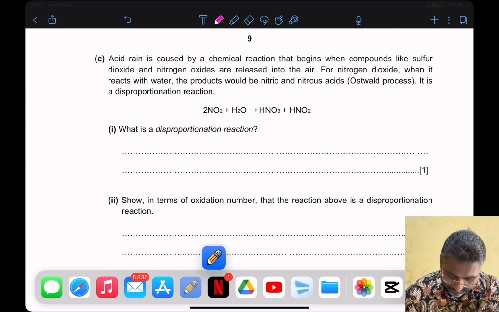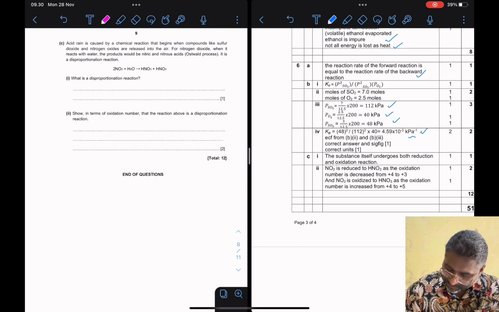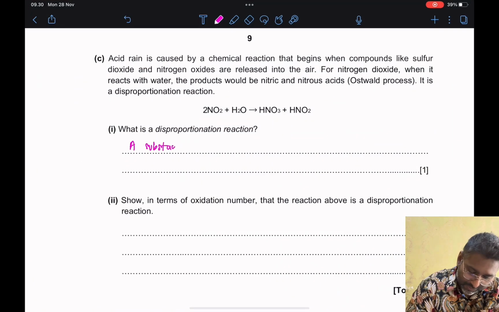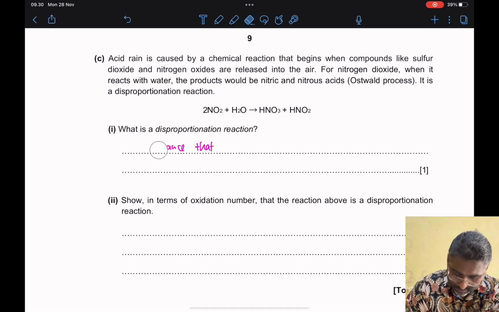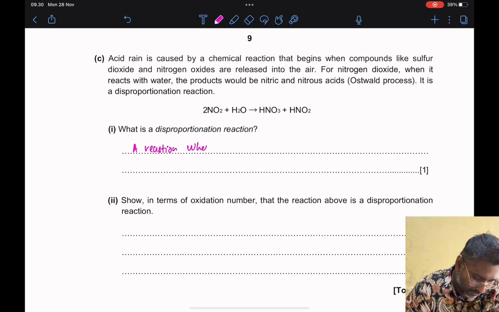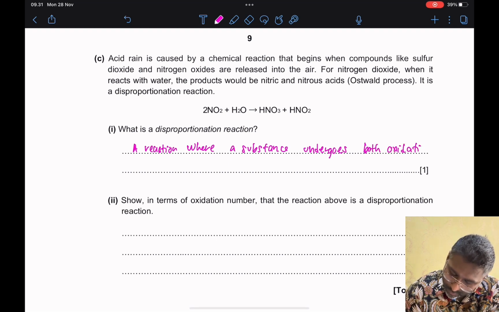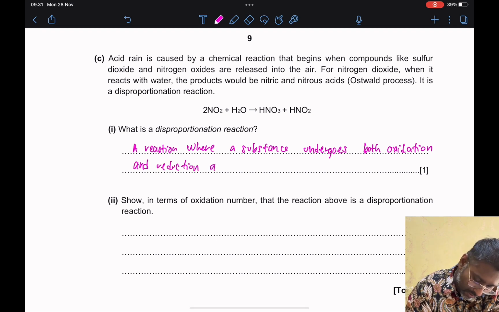Let's see what is required in the marking key. They say that a substance itself undergoes both reduction and oxidation reaction. So you just say a reaction where the substance undergoes both oxidation and reduction at the same time.